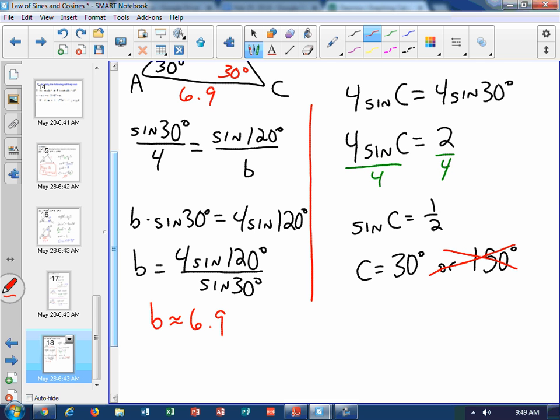So that's how you handle the angle side case for law of sines.